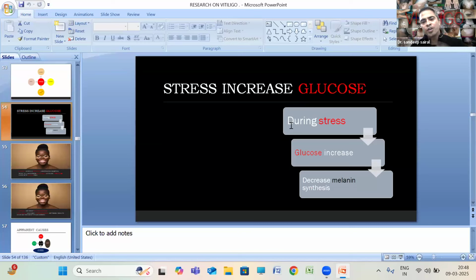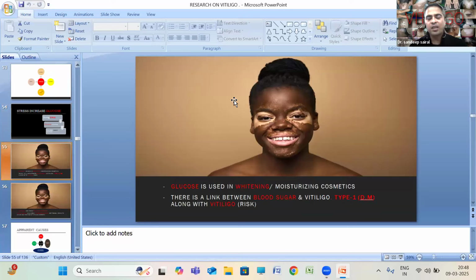Suppose you have uncontrolled glucose in your body, okay, what will happen? You can become white, more white, like a vitiligo condition can happen. See this, let me give you the slide. See, glucose is used in the whitening and moisturizing of cosmetic cream, as I've already told you. Now, if you have uncontrolled glucose like type 1 diabetes, there will be a higher risk of vitiligo. You're getting my point? Slight glucose making you fair. More glucose, excessive, uncontrolled glucose can make you near to vitiligo.